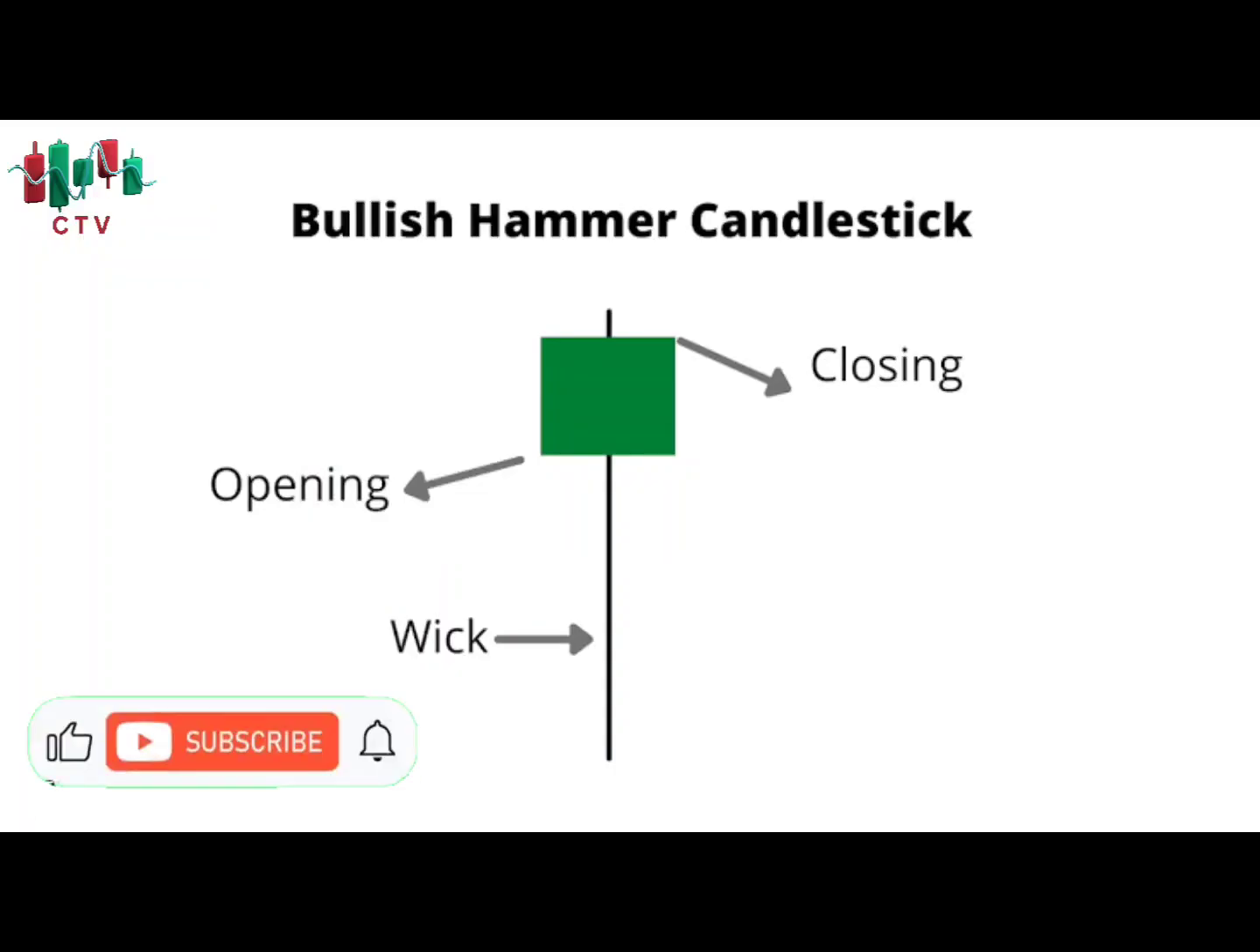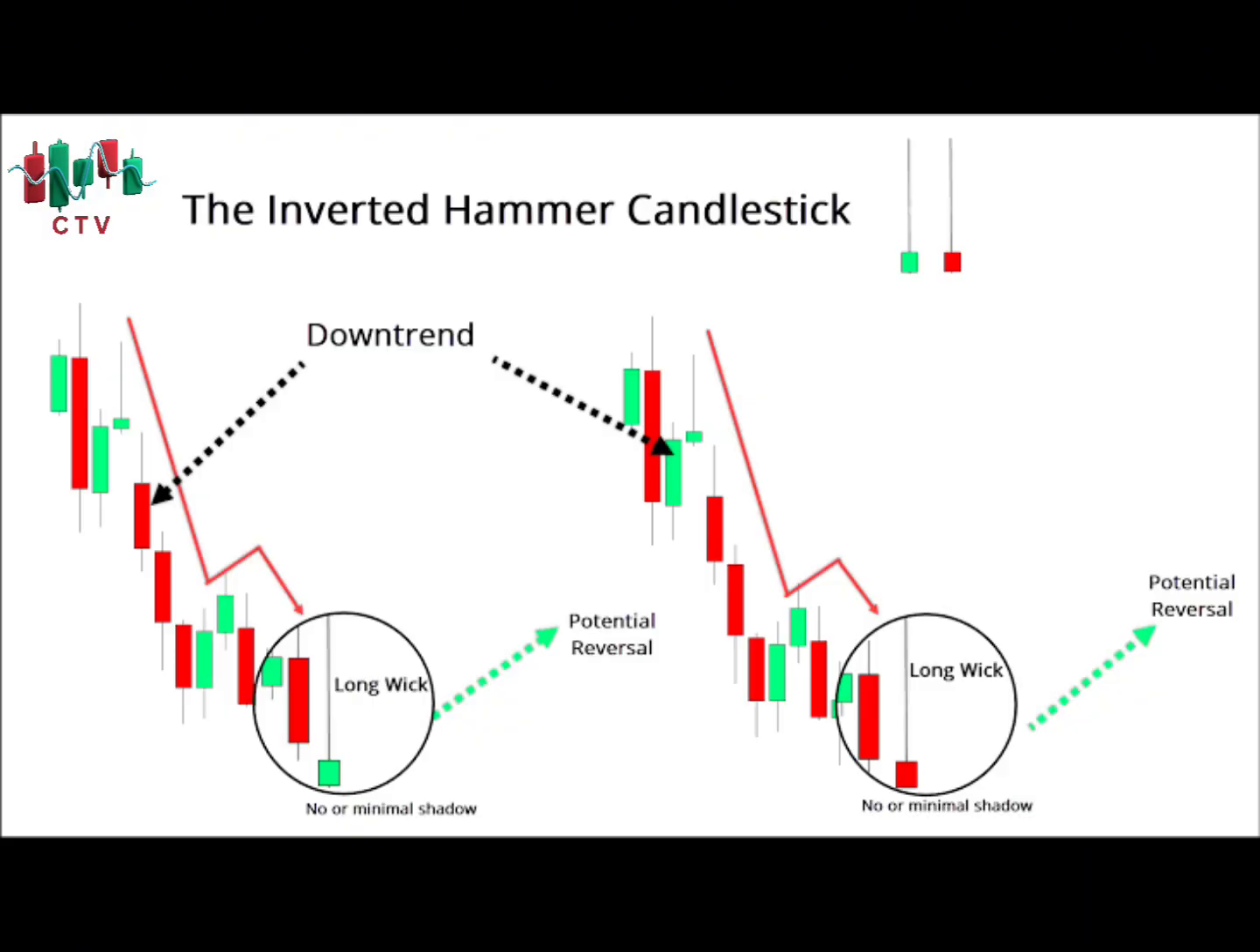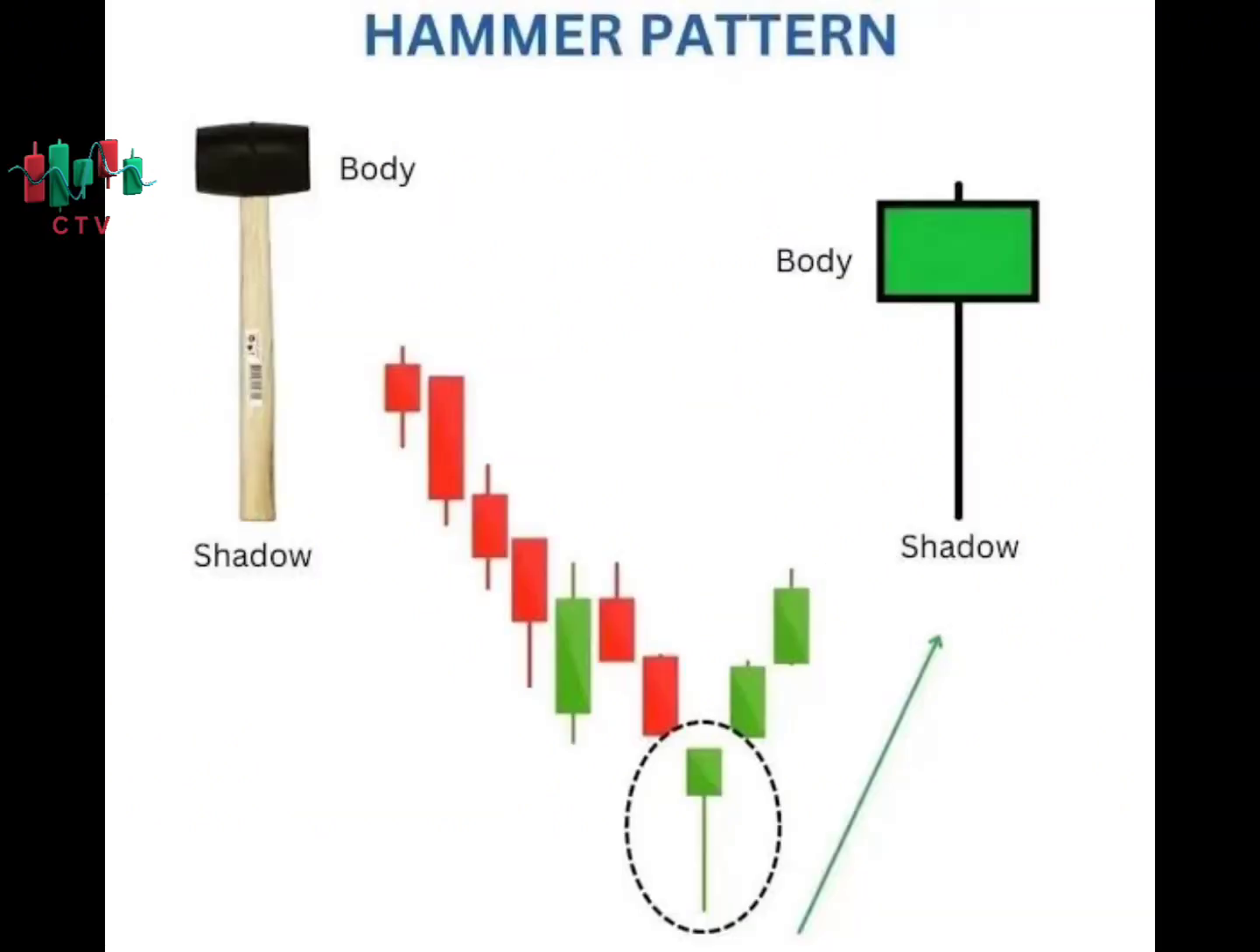Hello everyone, today I want to talk about the hammer pattern. The hammer candlestick pattern is a bullish reversal pattern that signifies a potential turnaround in price. It typically forms at the end of a downtrend and signals the possibility of a bullish movement starting.